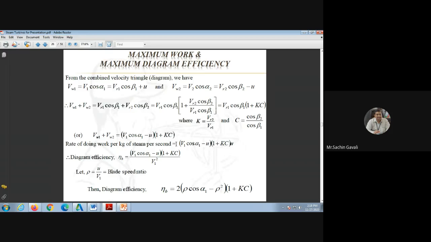अंडरस्टूड. आता VW1 आणि VW2 मधले आपल्या डायग्रामचे एफिशियन्सी फॉर्म्युले आहेत. तर आपण त्याला काय केलं, VW1 प्लस VW2, we are getting V1 cos alpha 1 minus U into bracket 1 plus KC. के म्हणजे काय आहे, VR2 upon VR1 रिलेटिव्ह व्हेलॉसिटी कोएफिशियंटला म्हणायचं, अँड सी फ्रिक्शन कोएफिशियंट, आणि सी म्हणजे ब्लेड कॉन्स्टंट, and is equal to cos beta 2 divided by cos beta 1. अंडरस्टूड.